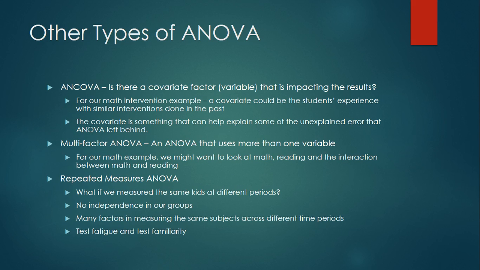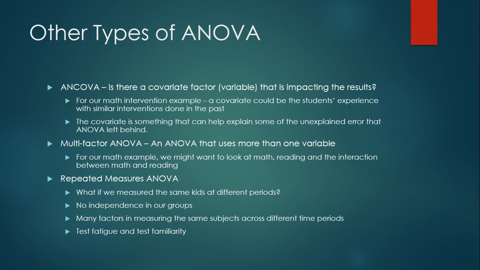All right, so what I've talked about so far is one factor independent ANOVA. Remember, that is where we take one thing. In our example, we took the math test results and checked to see if they were different across 4 groups. 4 groups of independent entities. In other words, there's no overlap between the groups.